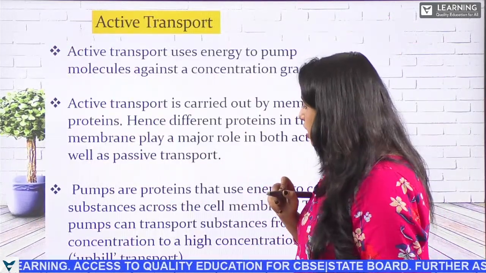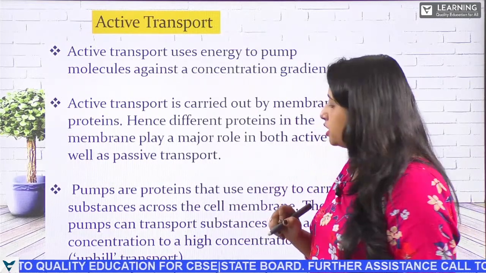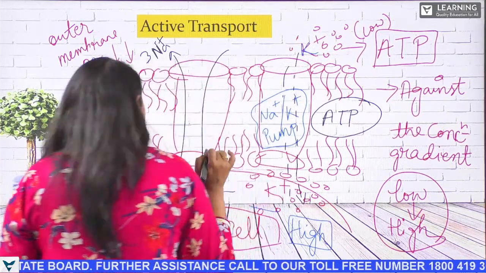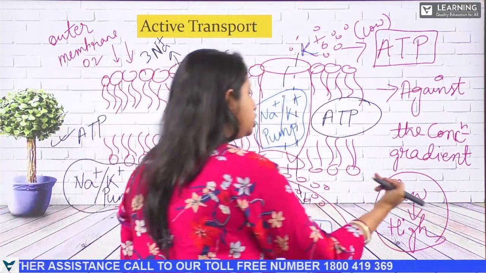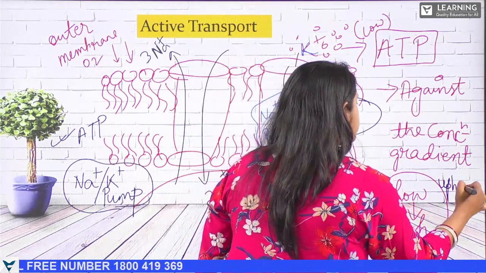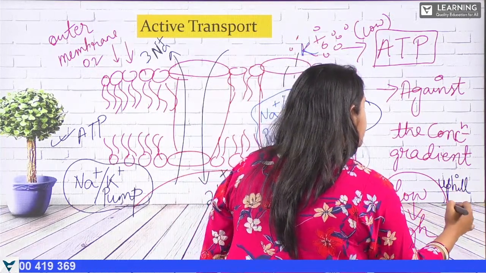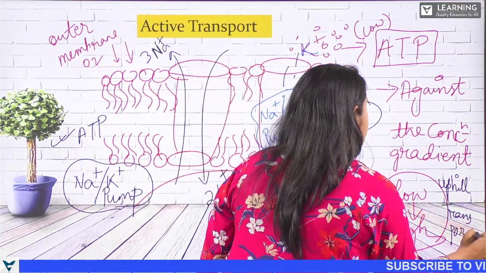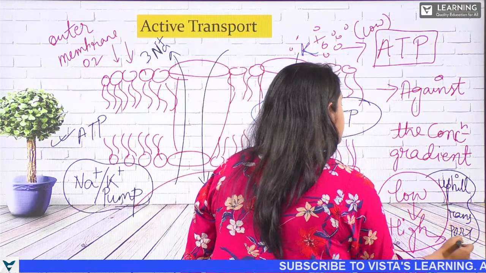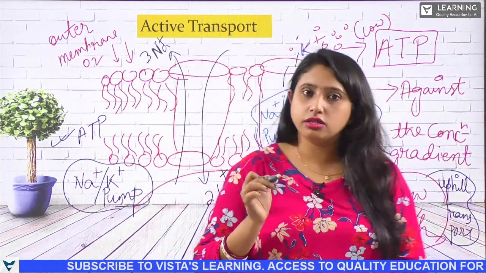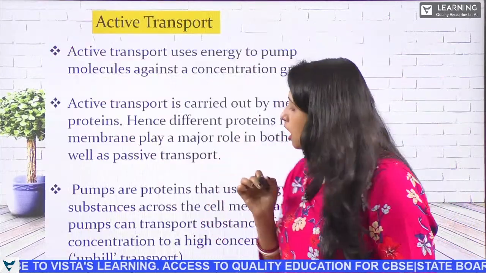In this case, it is from a lower concentration to a higher concentration, right? And we call this type of transportation, from lower to higher, uphill transport. It is called uphill transport. Is that clear? That is, the molecules are moving from lower concentration to higher concentration, which is known as uphill transport.